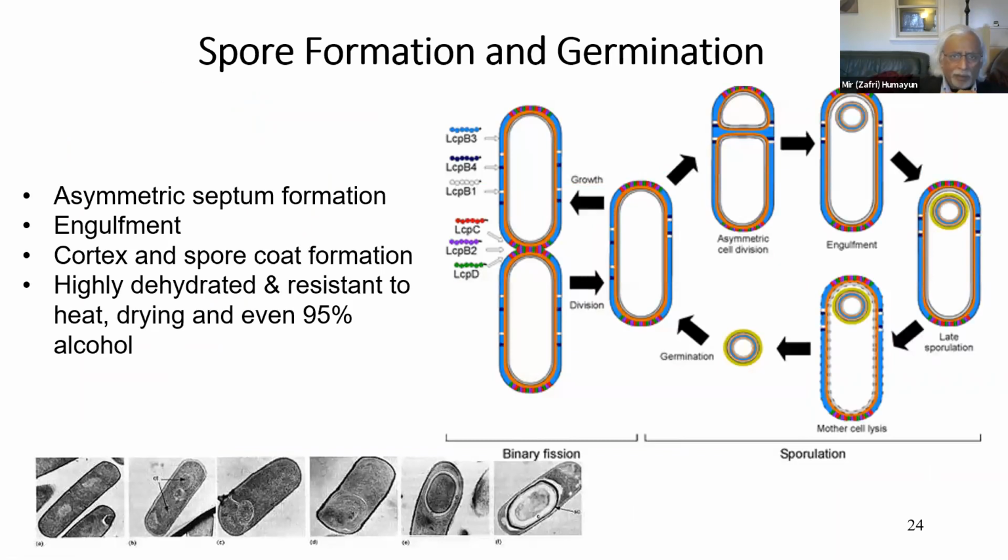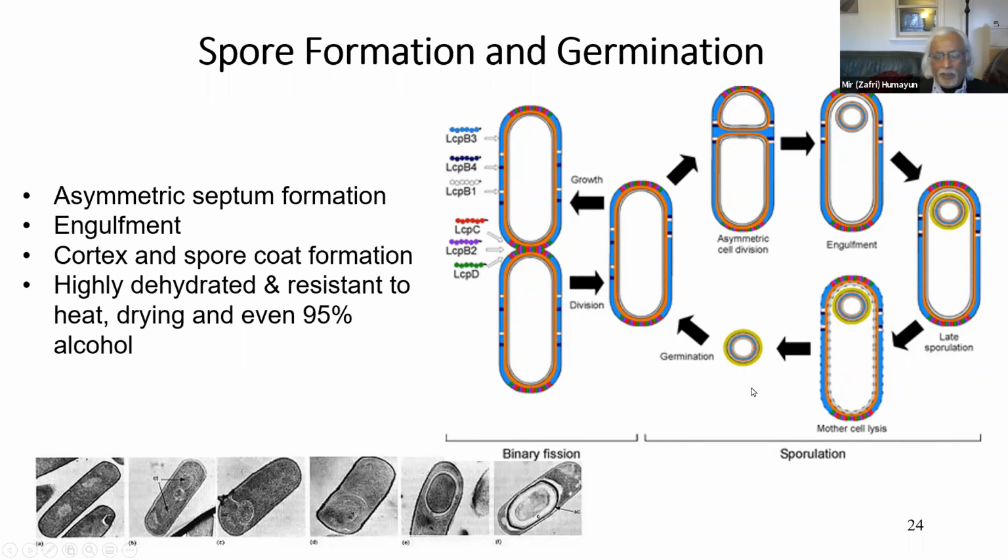Bacillus anthracis spore formation proceeds through distinct, well understood stages. In conditions of starvation, one of the bacterial cells, one of the daughter cells produced by cell division, is internalized by the larger cell, and that internalized daughter cell ultimately becomes the spore.